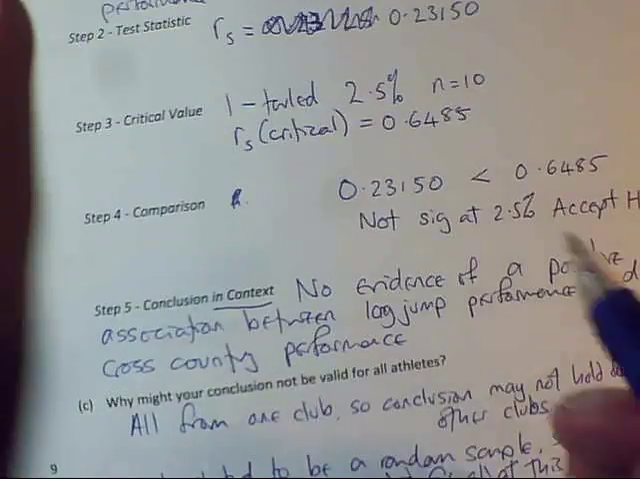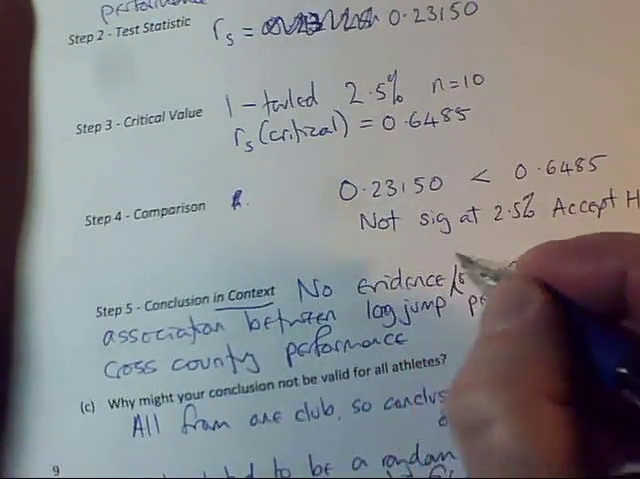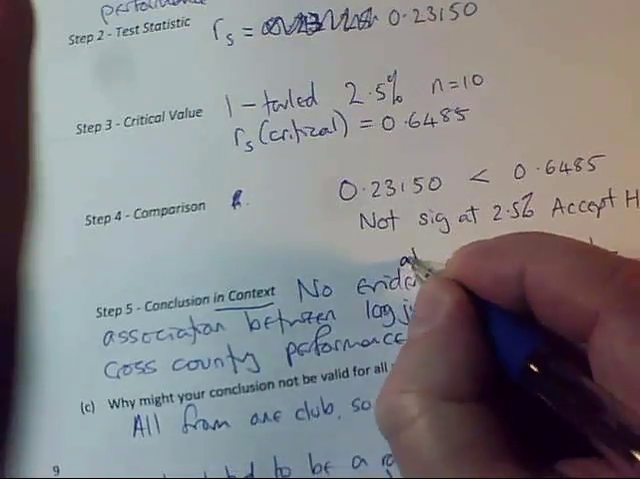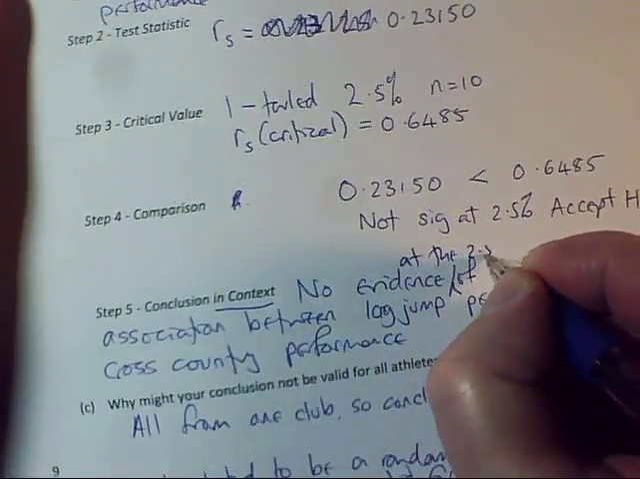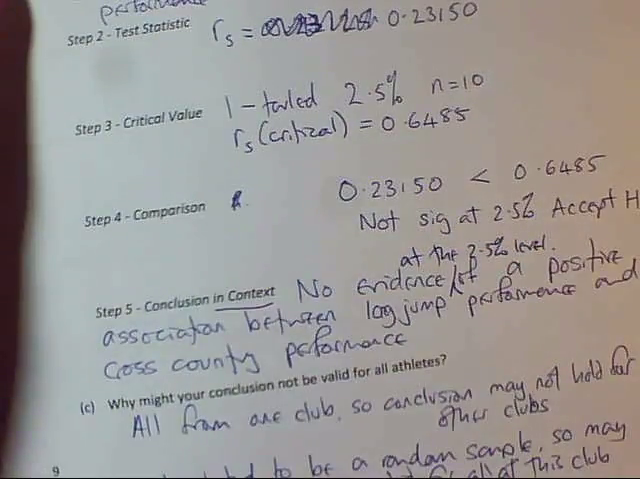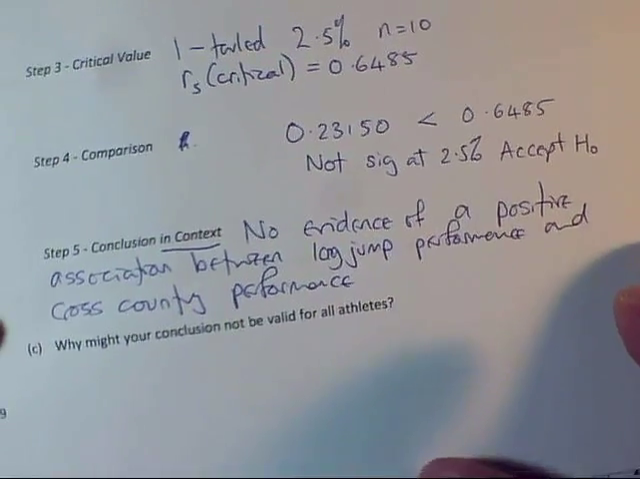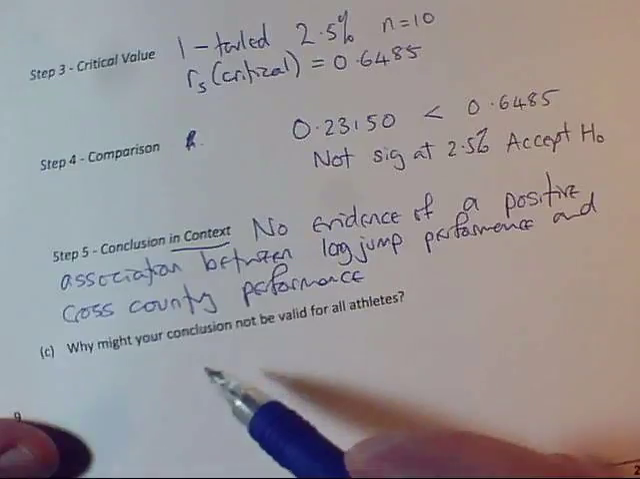And also, although I've mentioned my significance level, really in my conclusion I should say no evidence at the 2.5% level. Okay, always helps to say things, if necessary, more than once, just to make sure you get the marks. Okay, and then we've got a familiar looking final part.